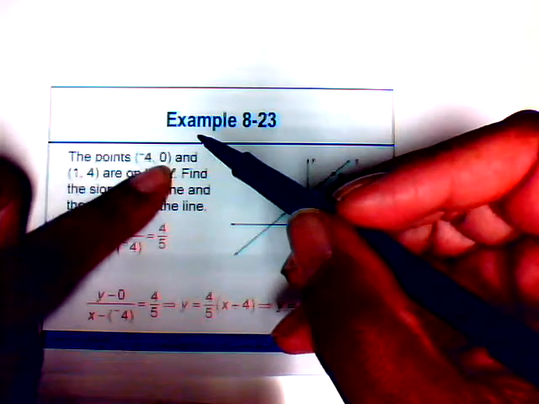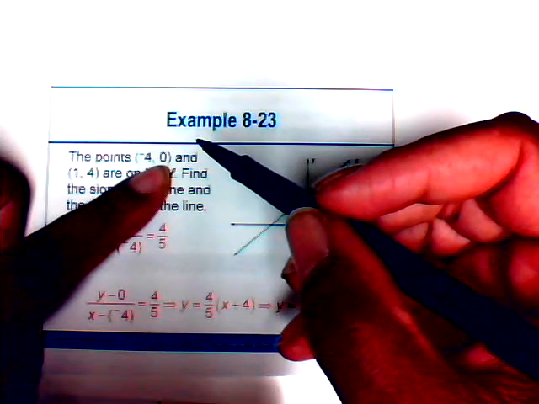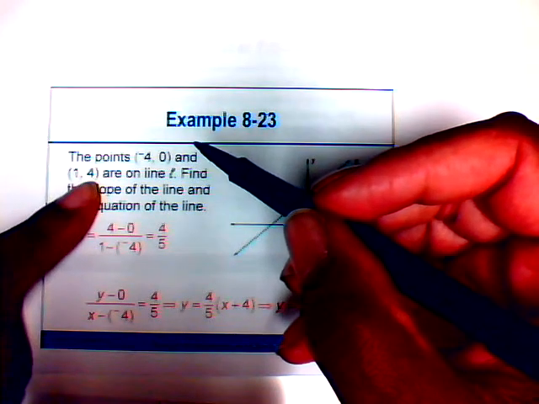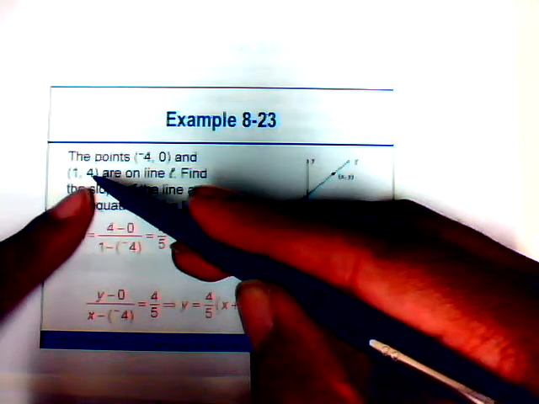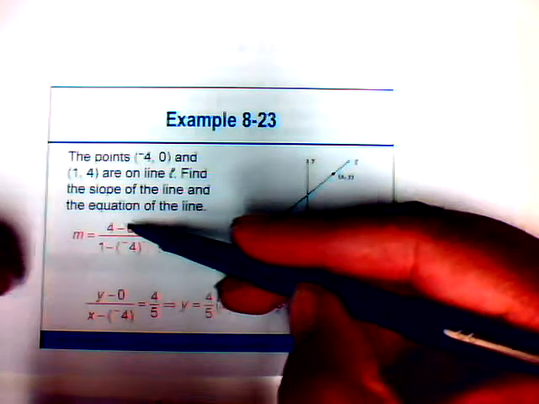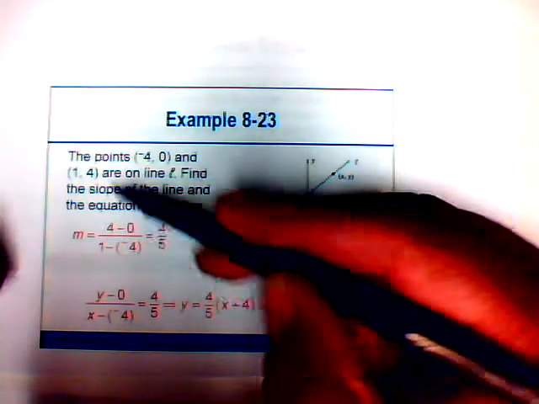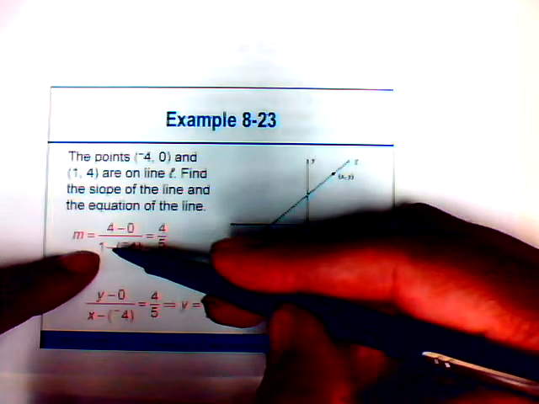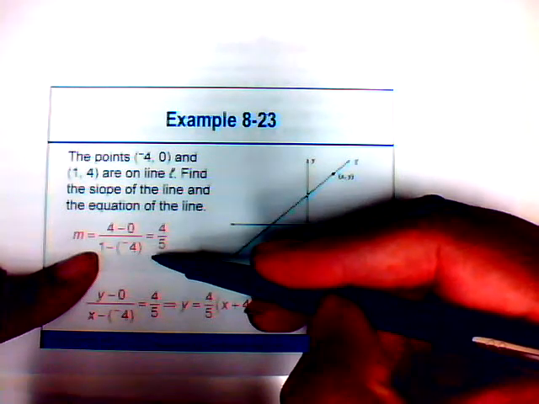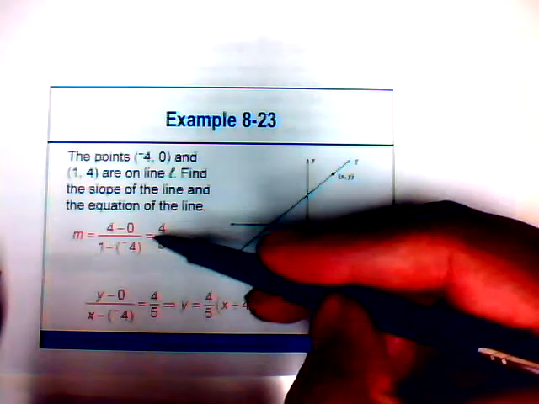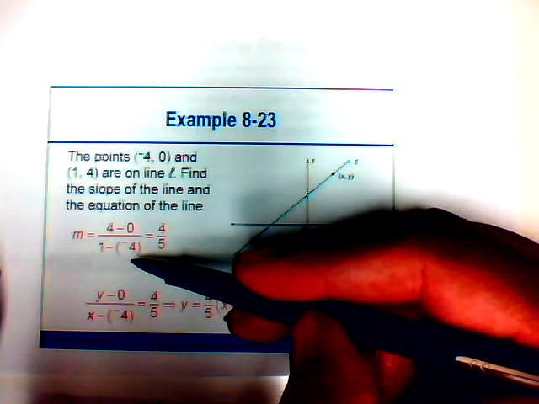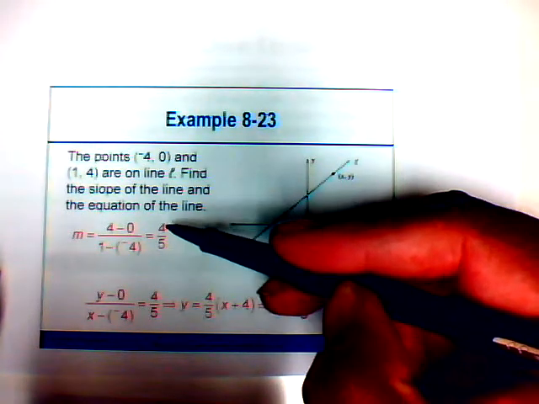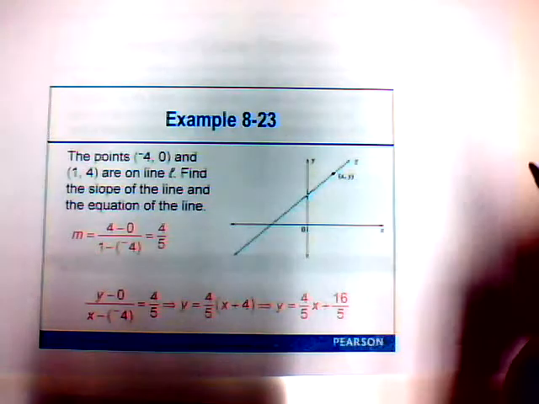This is going to be x1, y1 for (-4, 0), respectively, and this will be x2, y2 for (1, 4), respectively. So the slope formula will be y2 minus y1, which is 4 minus 0, divided by x2 minus x1, 1 minus a negative 4. 4 minus 0 is 4, divided by 1 minus a negative 4, or 1 plus 4, which will be 5. So the slope will be simply 4/5.